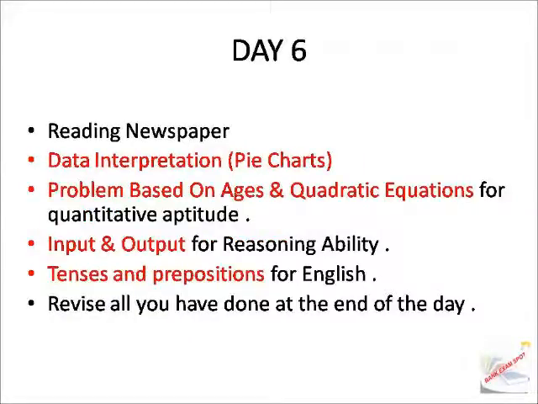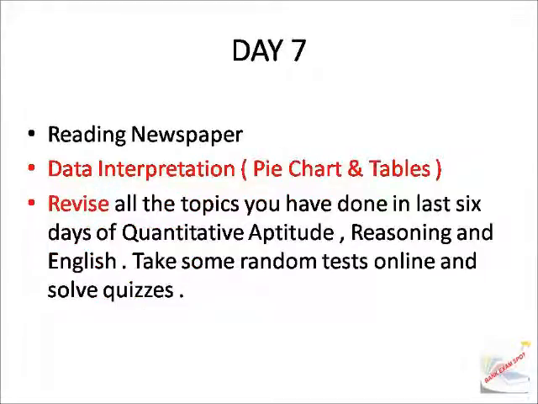Day 6: reading newspaper, data interpretation, pie charts, problems based on ages and quadratic equations for quantitative aptitude. Input and output for reasoning ability. Tenses and prepositions for English. Revise all you have done at the end of the day. Day 7: reading newspaper, data interpretation, pie chart and tables. Revise all the topics you have done in the last 6 days of quantitative aptitude, reasoning and English. Take some random tests online and solve quizzes.